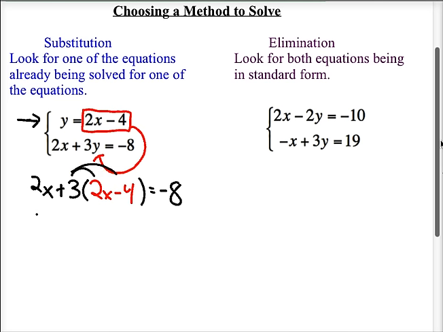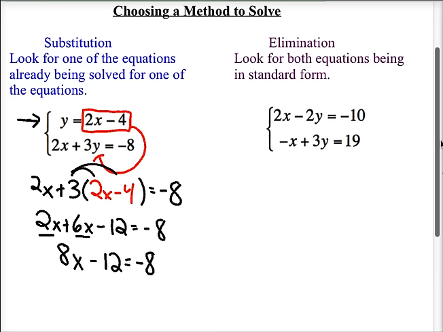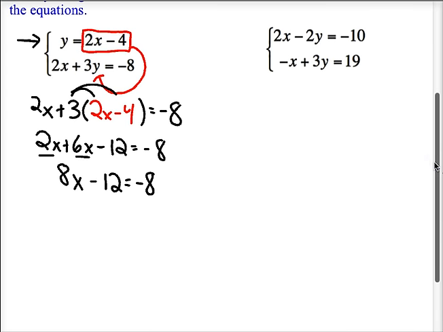I'm going to distribute the 3. I'm going to combine my like terms. I'm going to scroll down a little bit. I'm going to add my 12. Now here, be careful. Negative 8 plus 12, that's going to give you a positive 4. Then I'm going to divide by 8.